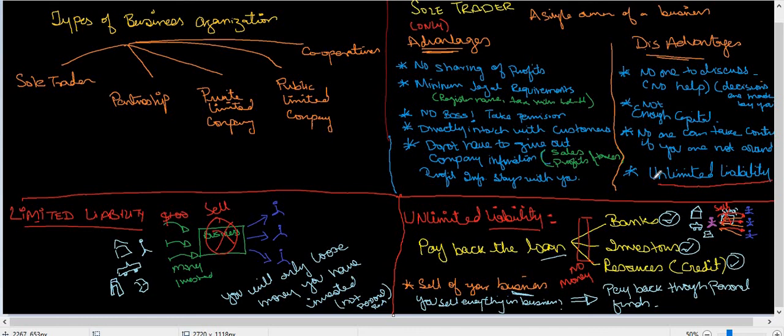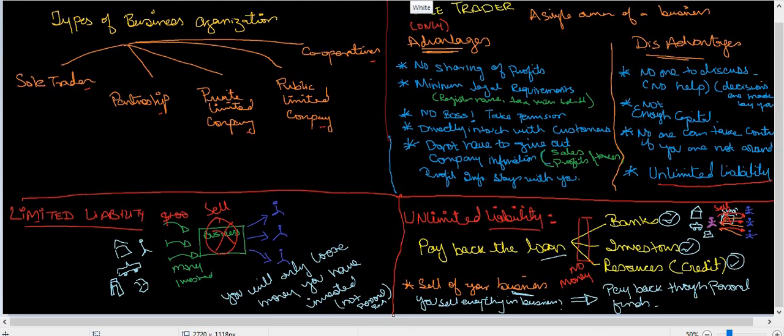Let me quickly take you through what we have just learned. Types of business organizations: we have sole traders and partnerships. We have private limited companies, we have public limited companies, and we have cooperatives. Let's talk about sole trader. It's simply one owner, a business owned by one person. What are the advantages? There's no sharing of profit, correct? You're not sharing your profits with anyone.